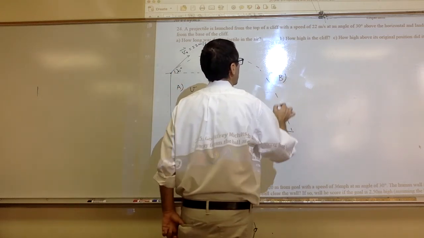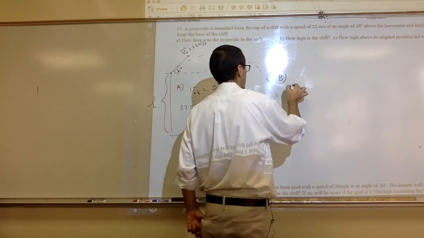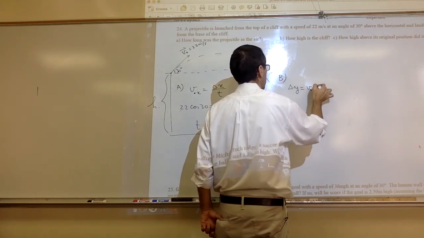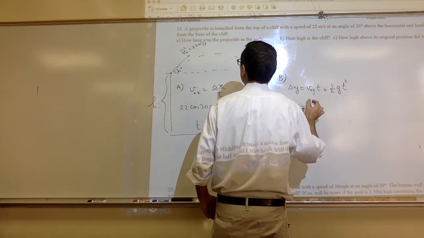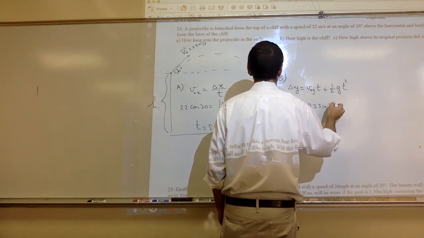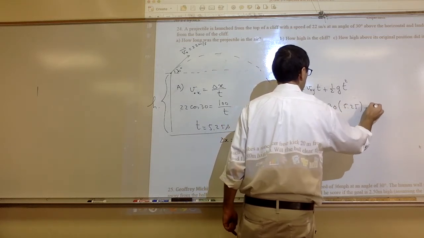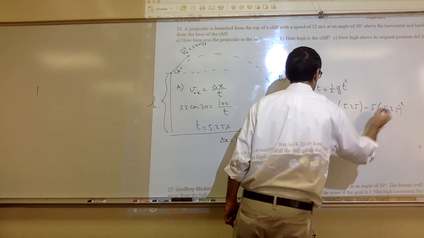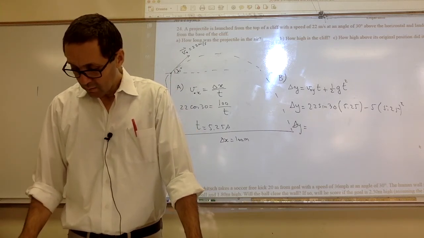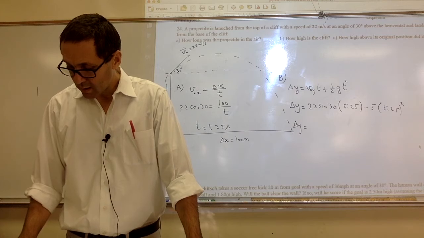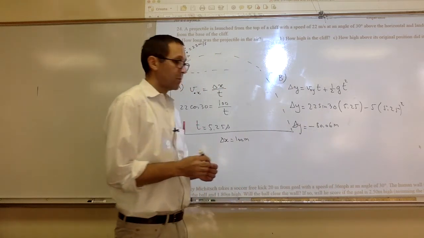So this is part A. Part B, how high is the cliff? So we're looking for this height here. So I'm going to have to work with delta y equals v0y t plus half g t squared. v0y is 22 sine of 30, should be 11, times t, which we found earlier to be 5.25 seconds, minus half g times 5.25 seconds squared. And if you put this in your calculator correctly, you should get negative 80.06, which means the cliff is 80.06 meters high.